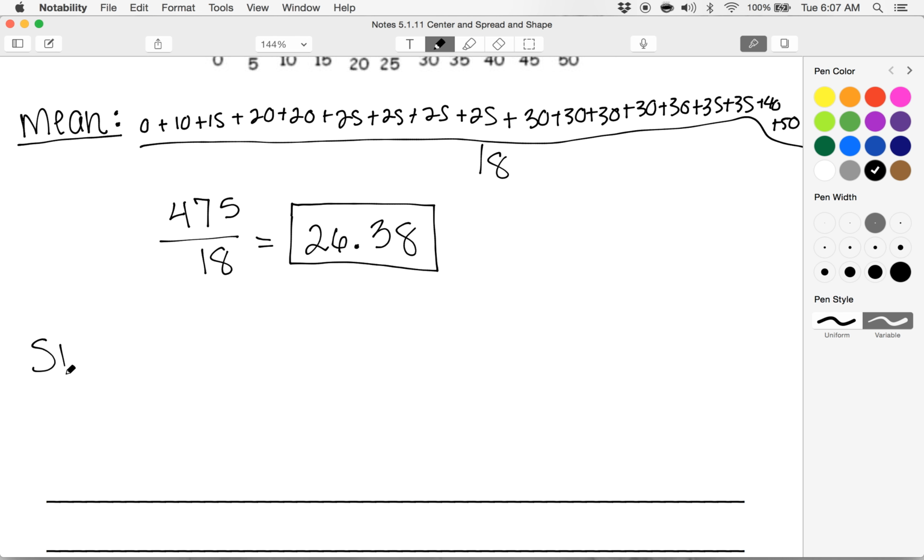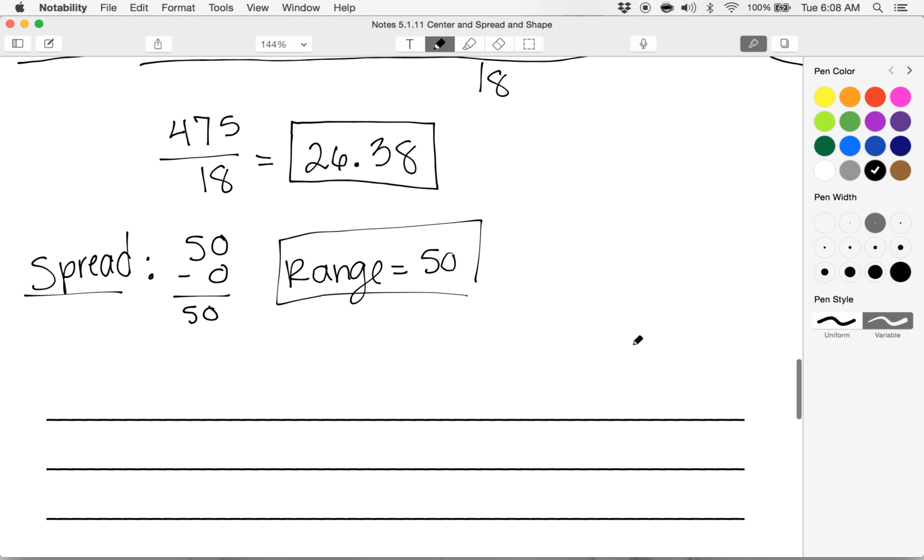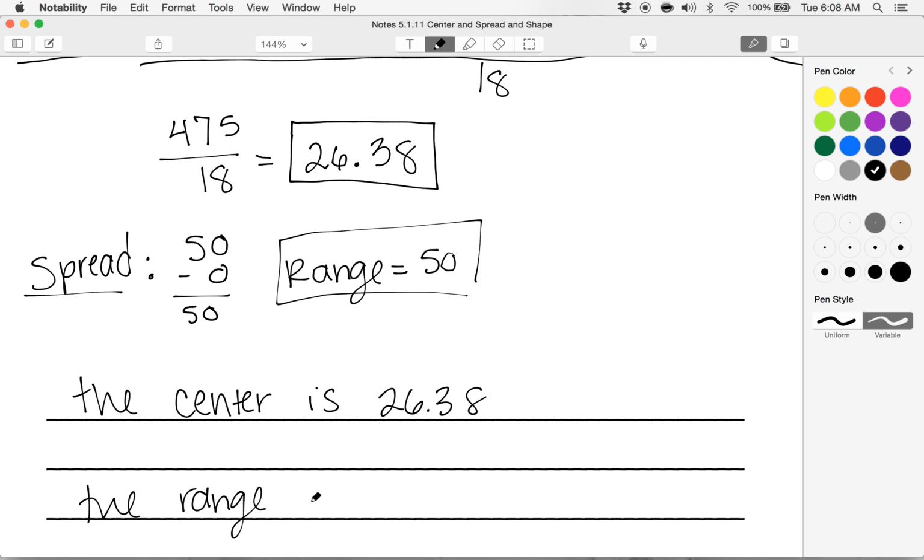Next, we're going to talk about the spread. So spread is my range. That's going to be my biggest minus my smallest. It looks like my biggest is 50 minus my smallest is 0. So it looks like my range is 50. So just to kind of put this all together, the center is 26 and 38/100ths. The range is 50.